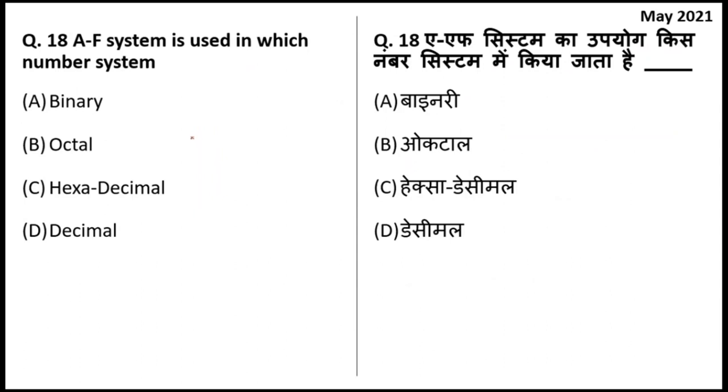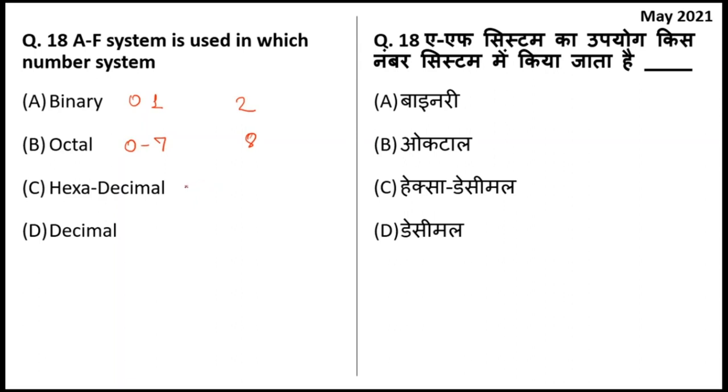ASCII system is used in which number system? The binary number system consists of zeros and ones. So the base of the binary number system is 2. For octal, the base is 8. There you have numbers from 0 to 7.